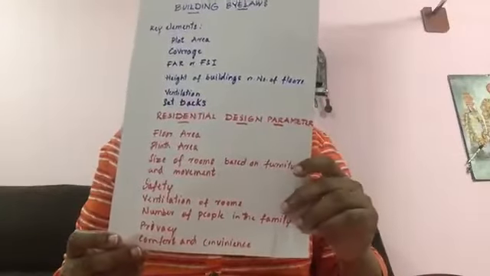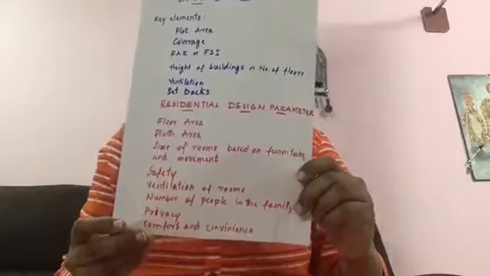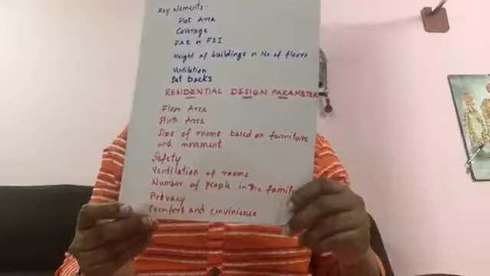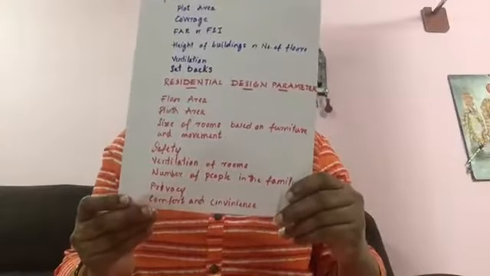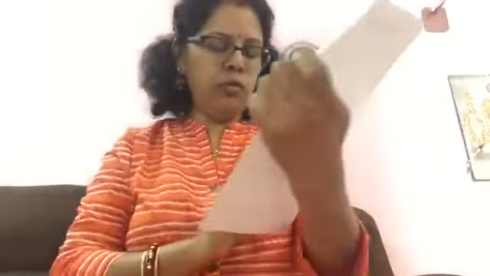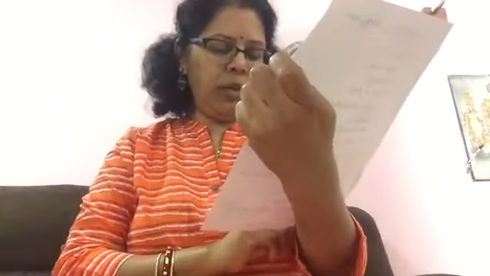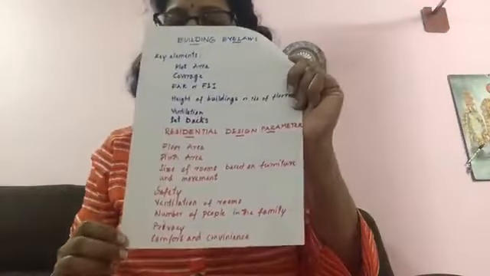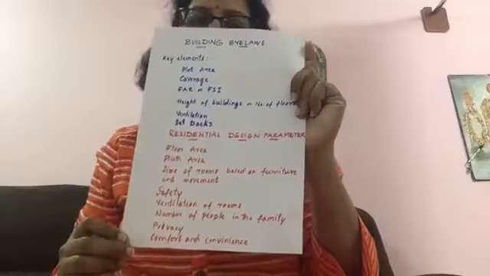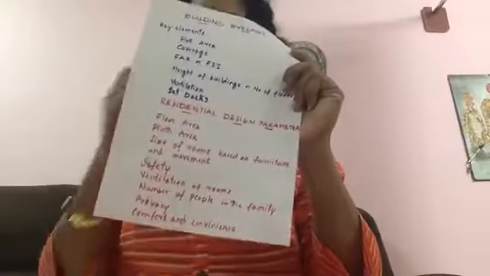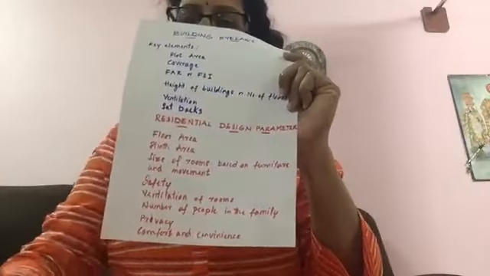The design of residences has certain parameters called floor area, plinth area, size of rooms based on furniture and anthropometry. Then what else is there in this? Safety, ventilation of the rooms, number of people in the family, privacy, comfort and convenience. I want you to make a note of these. There are more aspects in the Kumaraswamy book, called aspect ratio and all, which you can read, but these are the most important aspects.